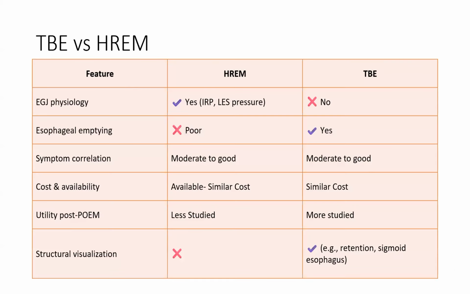So if you compare between HREM and TBE, both are equally good. Both have almost similar costs in India. EGJ physiology is given by your manometry. So the answer to your question, whether my POEM is failing because of an EGJ problem or not, can only be given by a good manometry.